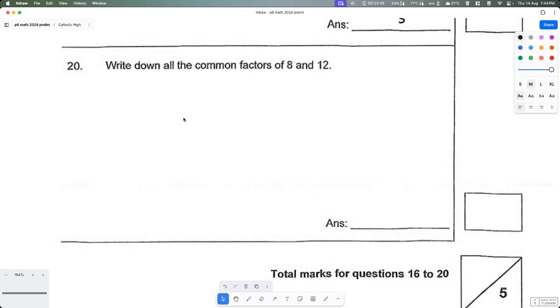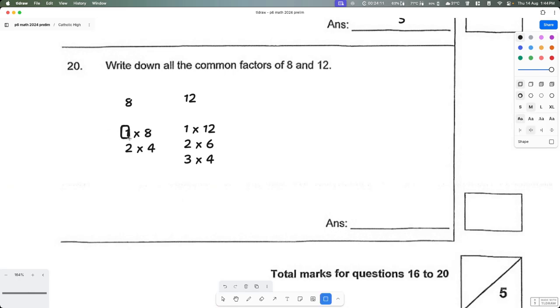Okay, so common factors. For 8, we have 1 times 8 and 2 times 4. That's roughly about it. For 12, you have 1 times 12, 2 times 6, and then 3 times 4. That's about it.